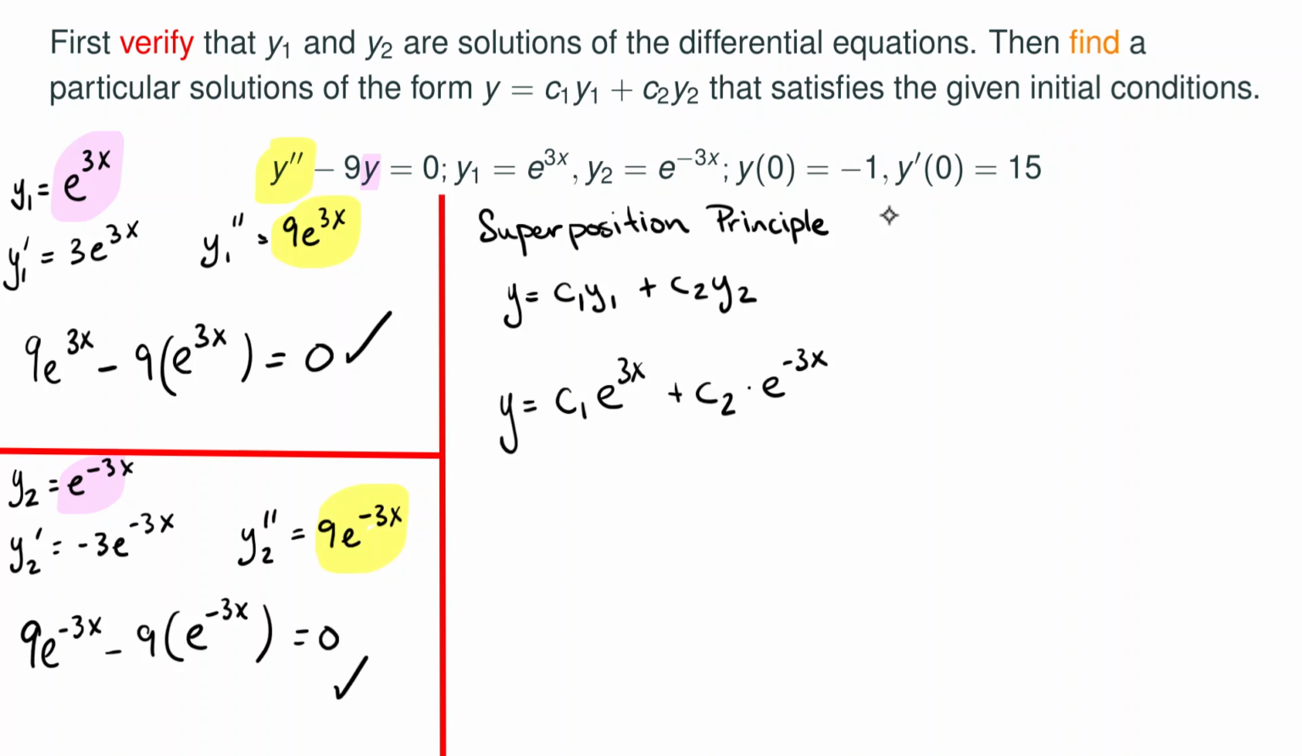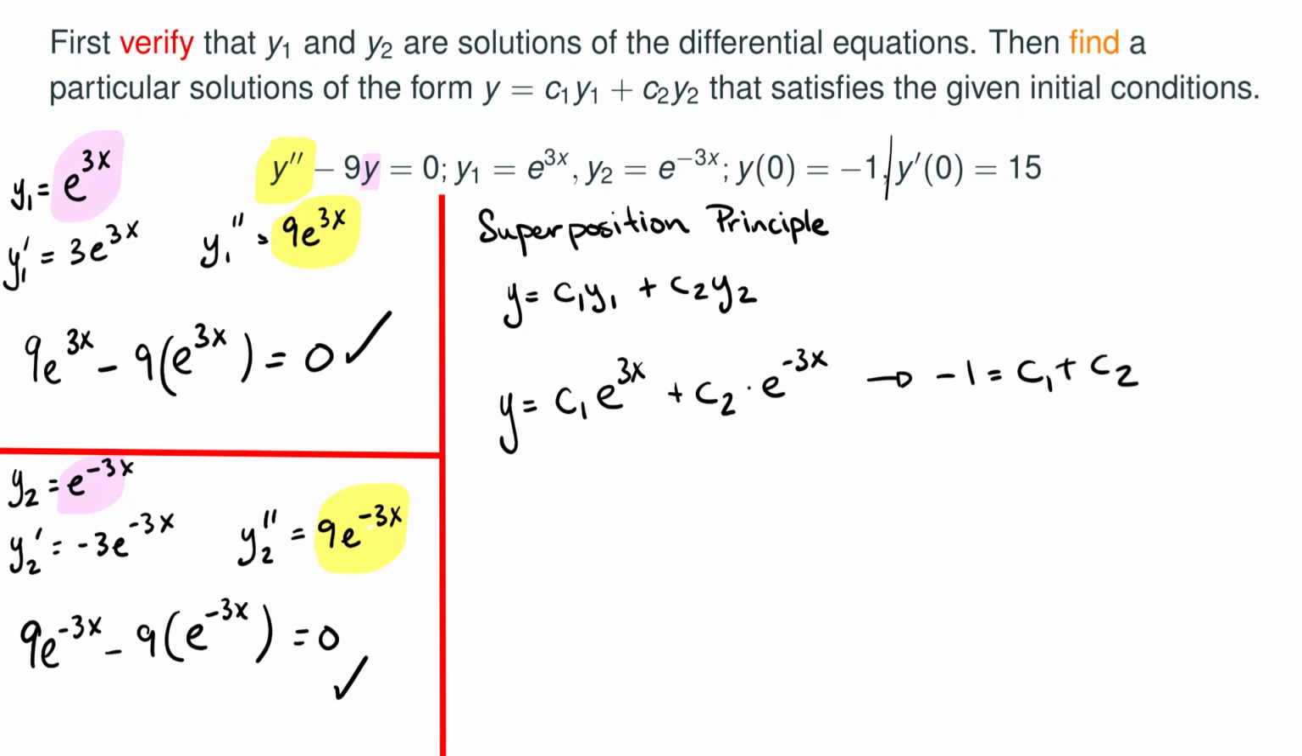So let's check out the first one. Whenever we input 0 in for x, we should get a result of negative 1. So that gives us negative 1 equals c1 times e to the 0, because 3 times 0 is 0, plus c2 e to the 0. Now e to the 0 is just 1, so that becomes c1 plus c2 equals negative 1.